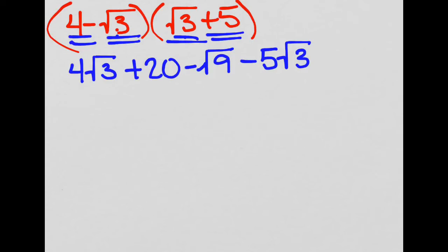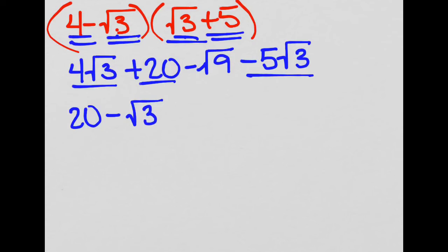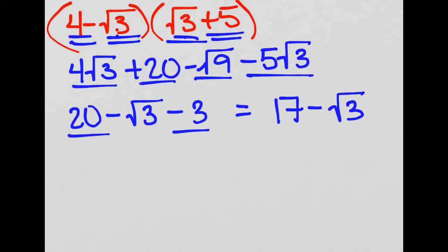Go ahead and combine like terms. I know I have 20 at the front. And then I have 4 times the square root of 3 minus 5 times the square root of 3, which again is going to give me a negative 1, which I don't need the 1 as a coefficient. So I'm just going to say negative square root of 3. And then minus the square root of 9. The square root of 9 is 3. So again, now I can combine my constants. So I get 17 minus the square root of 3. And there's my simplified version.